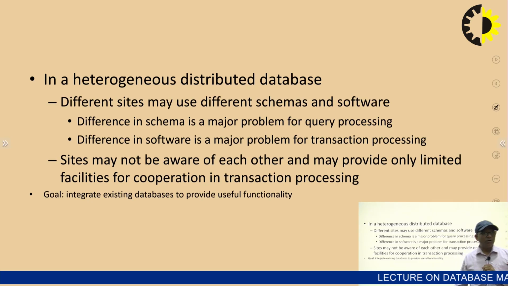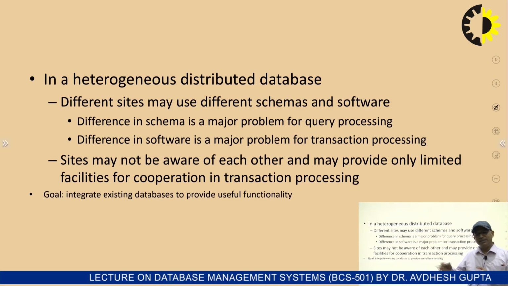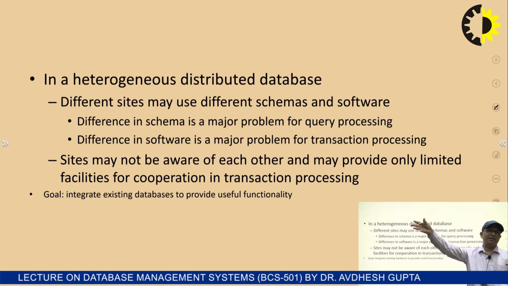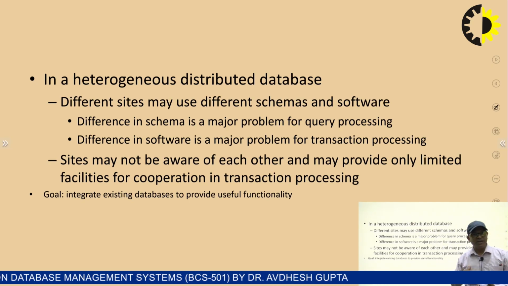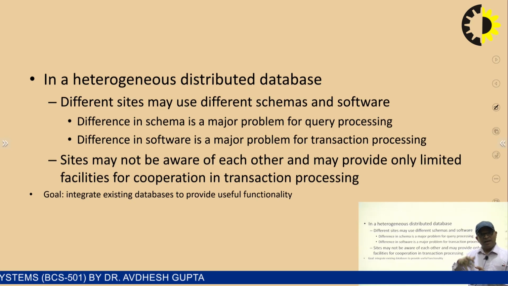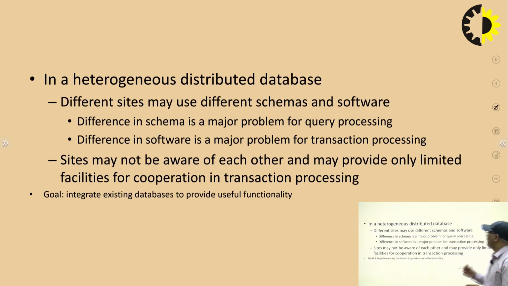The basic goal of a heterogeneous distributed database is to integrate existing databases to provide useful functionality. For example, in India we have this type of database, and in another country they have that type of database. So we can correlate this existing infrastructure and then make a distributed approach. But this approach is not good for further processing.